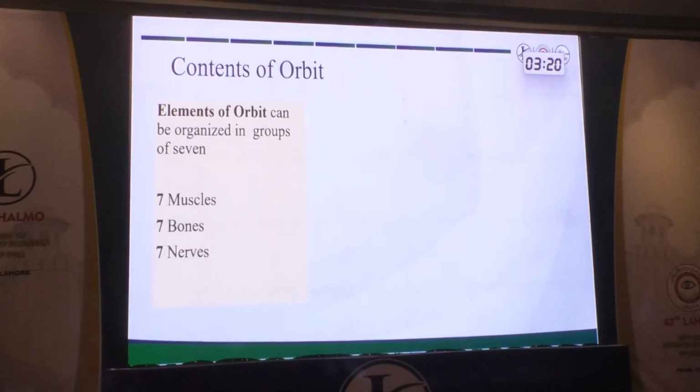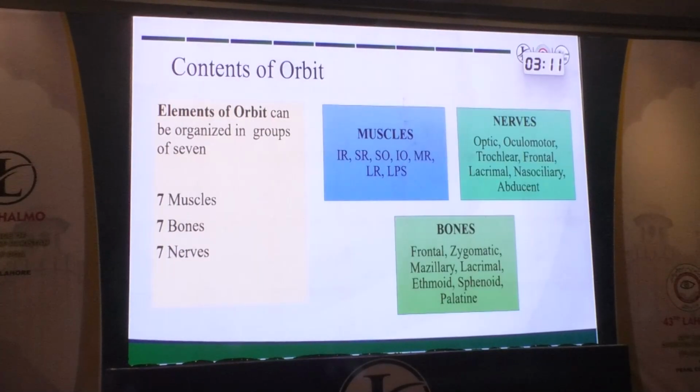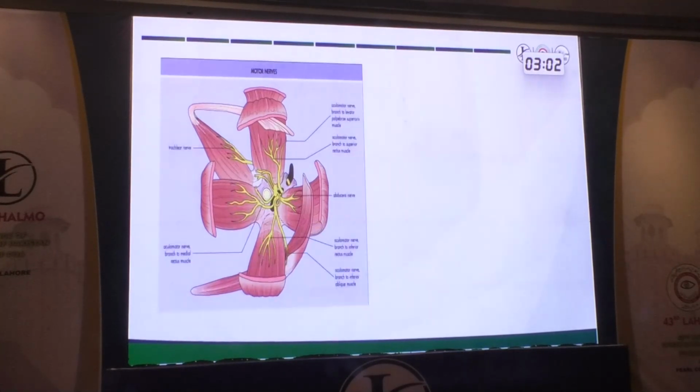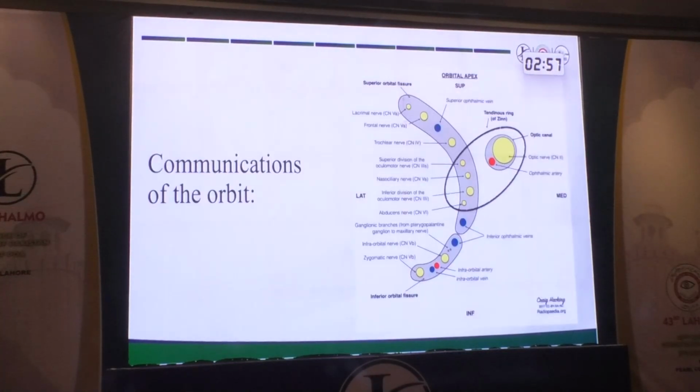Contents of the orbit are very easy to remember. Figure of 7: 7 muscles, 7 bones, 7 nerves. So they are the part of the orbit. We don't have to discuss in detail. This is the arrangement of the extraocular muscles, fascial planes, nerves, and then the orbit communicates, and that communication is either through the optic canal, superior orbital fissure or inferior orbital fissure.